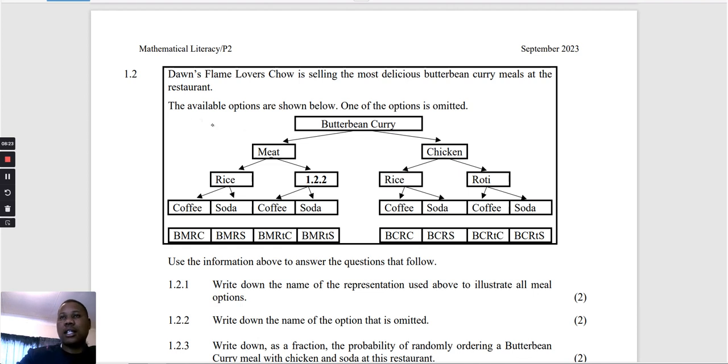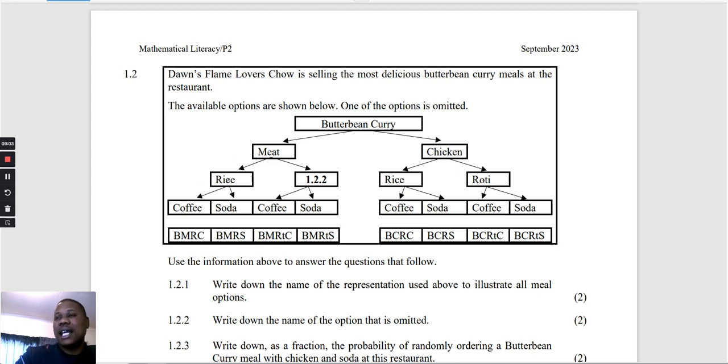They say the Dawn's Flame Lovers Store is selling their most delicious butter bean curry meals at the restaurant. The available options are shown below. One of the options is omitted, meaning that they just removed that. Okay, so this is the butter curry. It can be served with meat or chicken. So if it is served with the meat, it can be rice, or this one is omitted. But when you come to the chicken, they say this is rice or the roti. I don't know what is roti.